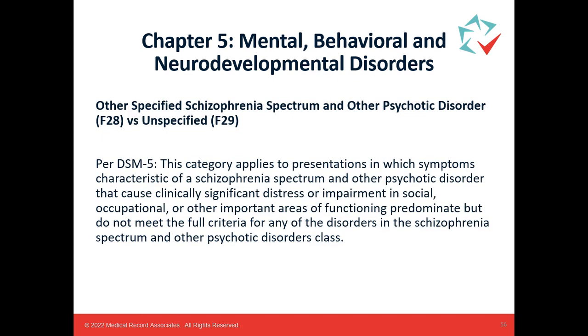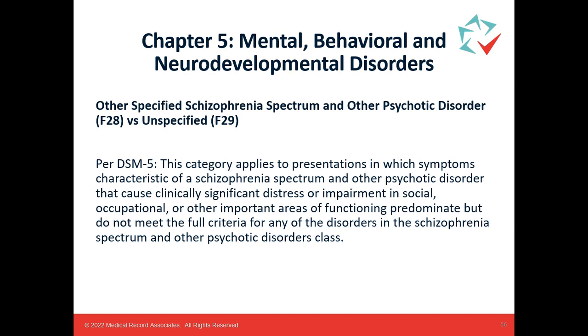Two other disorders in this code range, the F20 to F29, include other specified schizophrenia spectrum and other psychotic disorder. So that's one code, and unspecified schizophrenia spectrum and other psychotic disorder. So that's your F28 and your F29. The only difference in the two code descriptions is whether or not the documentation is of other specified schizophrenia spectrum or unspecified schizophrenia spectrum disorder. So make sure you watch your documentation. These two simple words can change the diagnosis code.